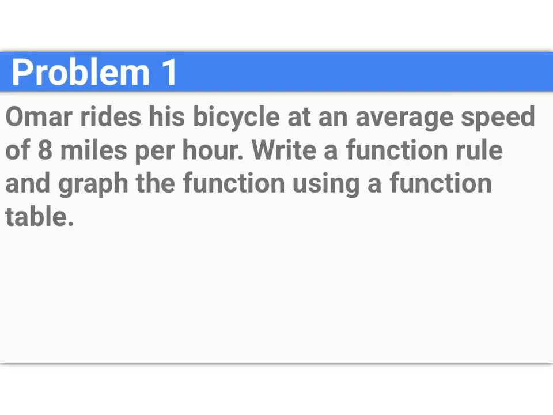Okay, so our first one. Omar rides his bicycle at an average speed of 8 miles per hour. So 8 is your change of y, and hour is your change in x. And because there's no number in front of hour, we know that it is 1. So your delta y over your delta x is 8 miles per 1 hour. Write a function rule. So f of x will equal 8x.